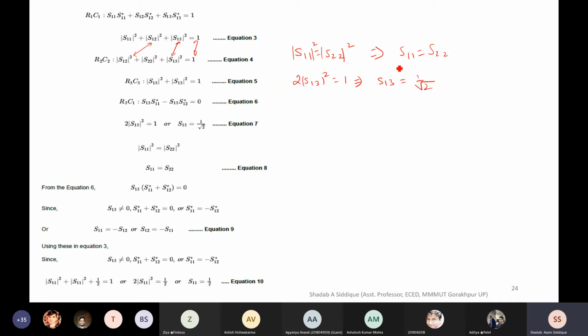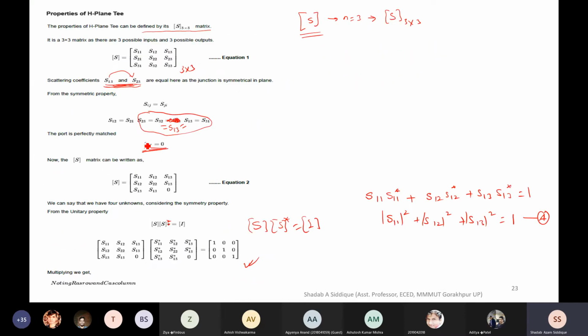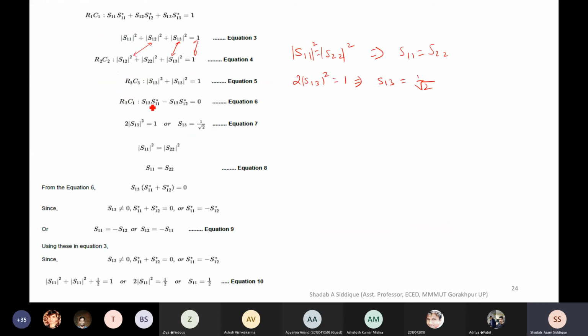So we got these things. S13 is equal to 1 by root 2. First value we got. Now again we can take any row. So preferably we can take the third row, and any of the columns we can take. So third row and first column if I take, then what will happen? S13, S11 star, S13, S12 star, 0 multiplied with this one, which is equal to 0. So accordingly we can take row 3 multiplied with the column 1, and we take S13 S11 star, S13 S12 star, which is equal to 0.